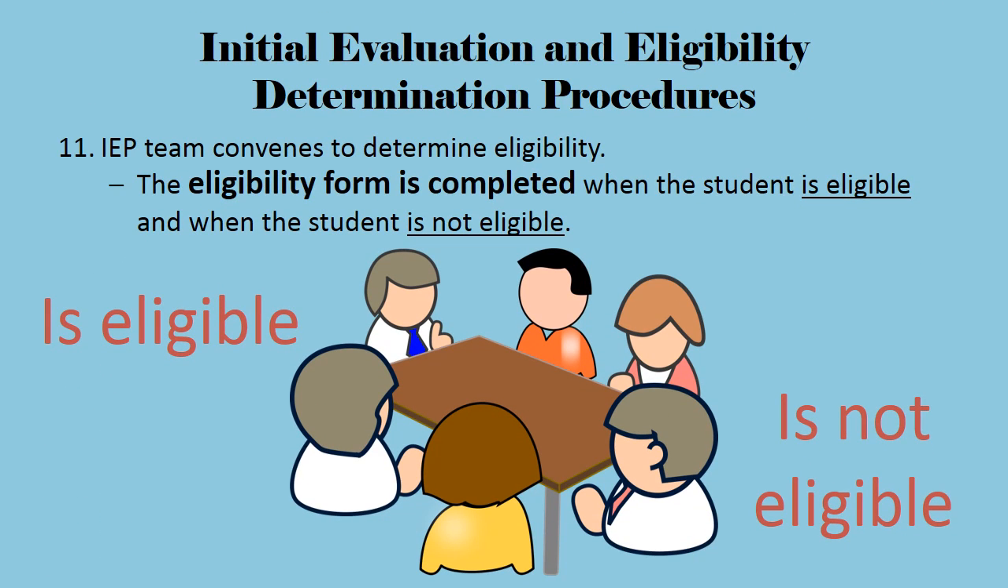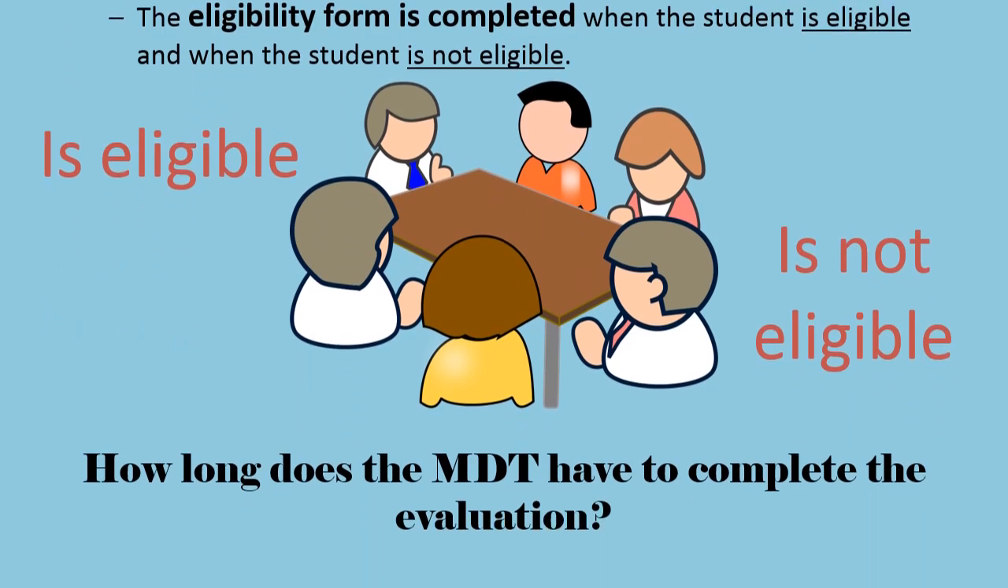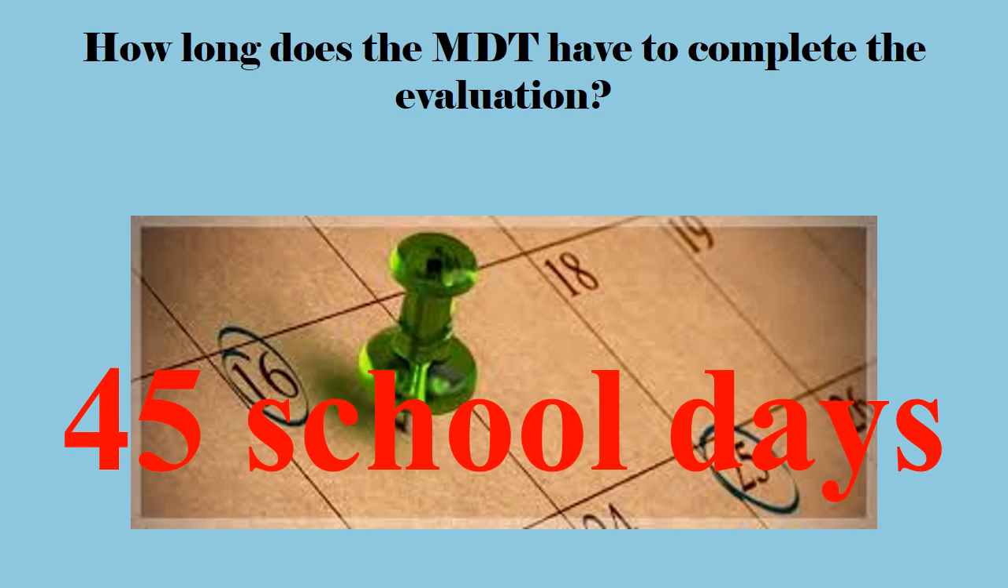The IEP team convenes to determine the eligibility. The eligibility form is completed when the student is eligible and when the student is not eligible. Eligibility determination must be completed within 45 school days of the date of receipt of parental consent. If the consent form is not dated when it is returned to the school, the date the parent signed the form is used to measure the 45 school day timeline.